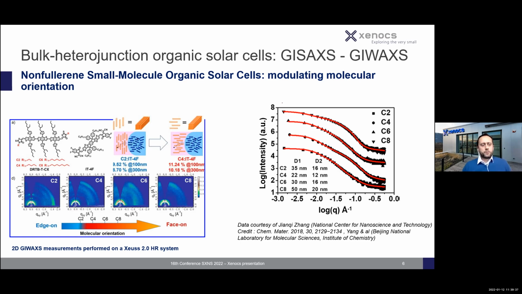And in literature, this could lead to better exciton dissociation and consequently better power conversion efficiency. I would like to emphasize now that with those laboratory GISAXS, GIWAXS instruments, you can easily change the measuring configuration from GISAXS to GIWAXS and perform these kinds of experiments to support the development of this very active field of research.